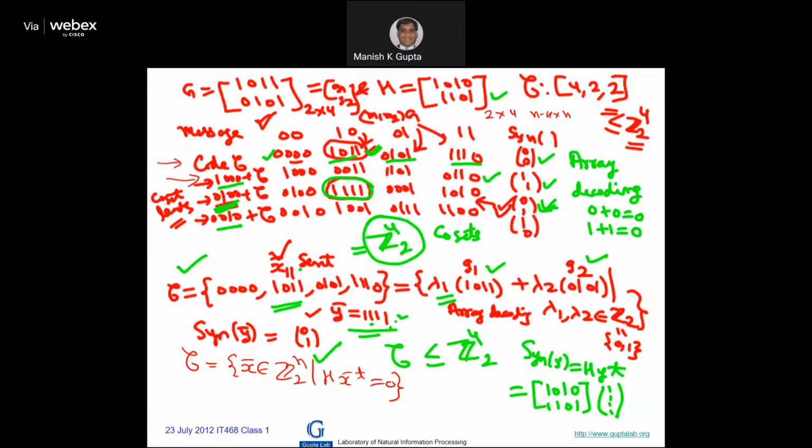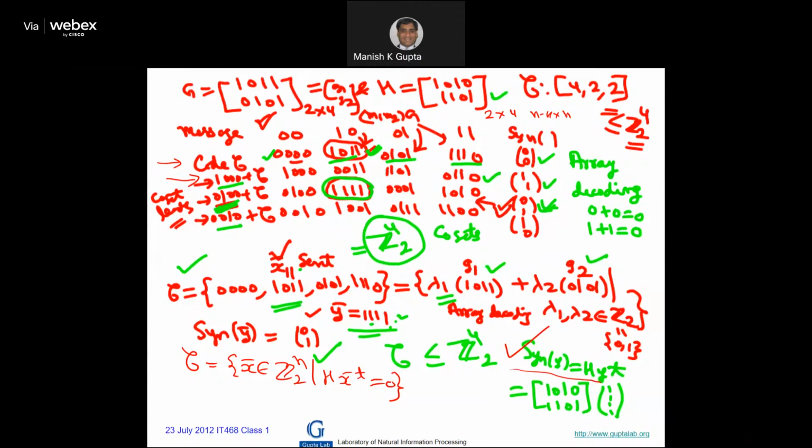That's all. And this syndrome, you can compute for each vector. For example, you see, the syndrome of Y is HY transpose. The definition is this. You send some vector X from C, you receive Y, and compute the syndrome. The syndrome by definition is HY transpose, right? So HY transpose, this is the definition of syndrome.